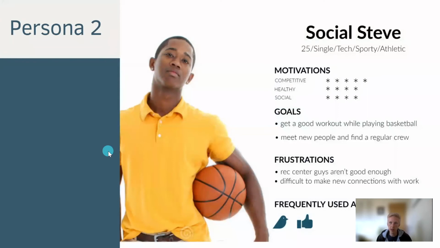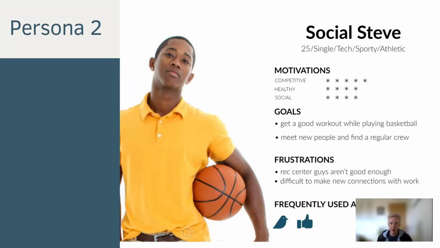Our second persona is Social Steve. Steve is working full time, and he really loves to play basketball. He used to play in high school, and he loves to get some competitive games going when he can. And so Steve wants to get a good workout while playing and also meet some new people and find a regular crew to play with.